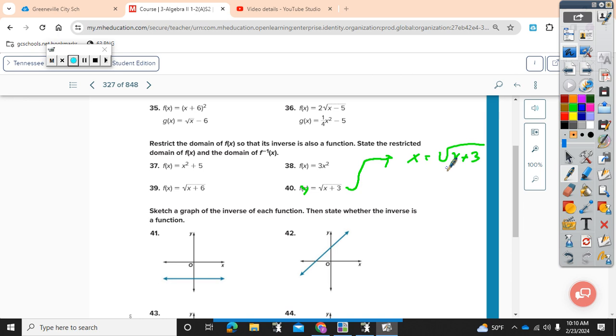So if the opposite of square is square root, the opposite of square root is square, so I will square both sides to get rid of the square root. That leaves me with a y plus 3, and now I can subtract 3, and my inverse for number 40 is x squared minus 3 equals y.